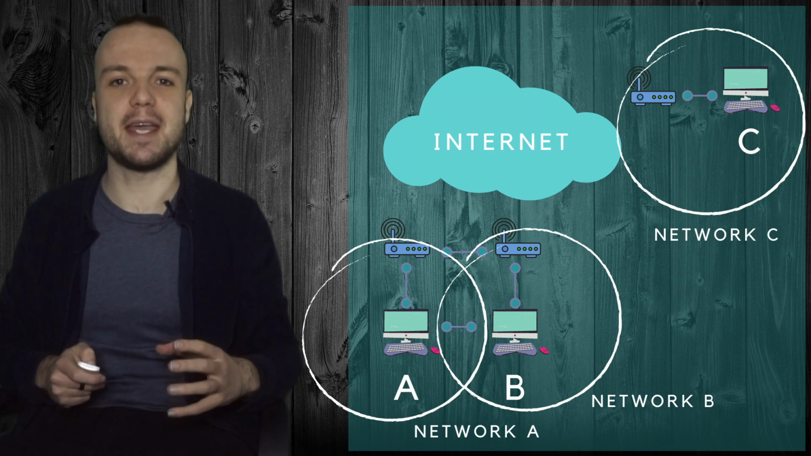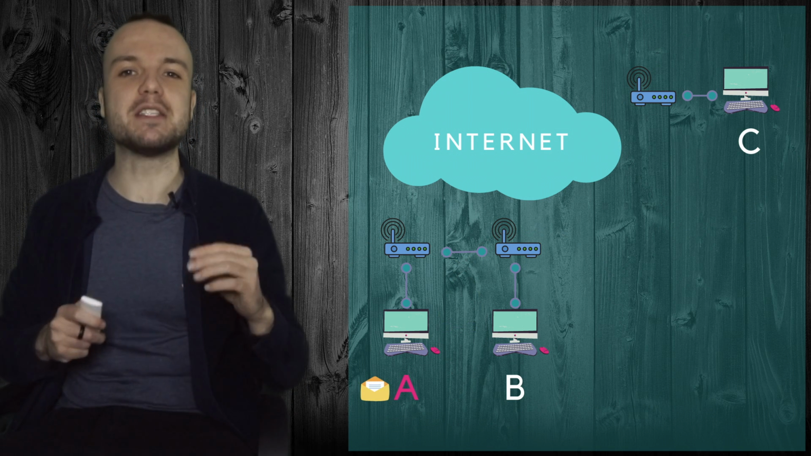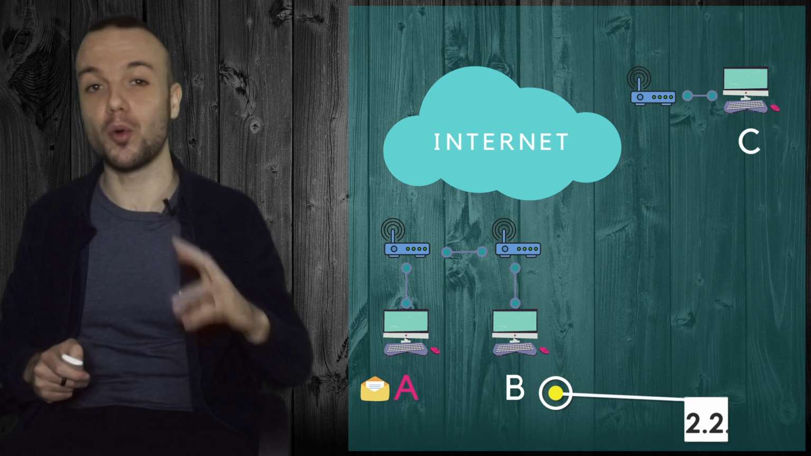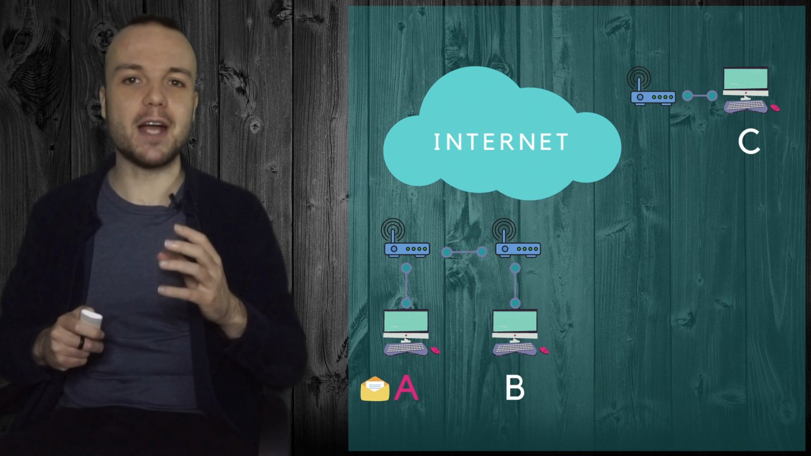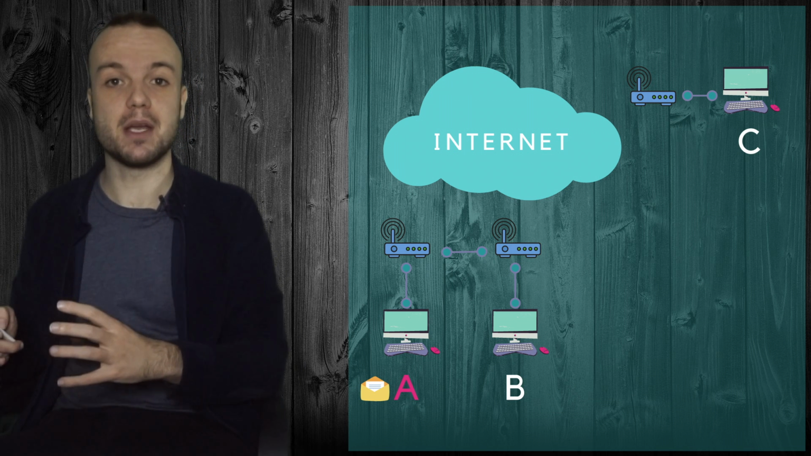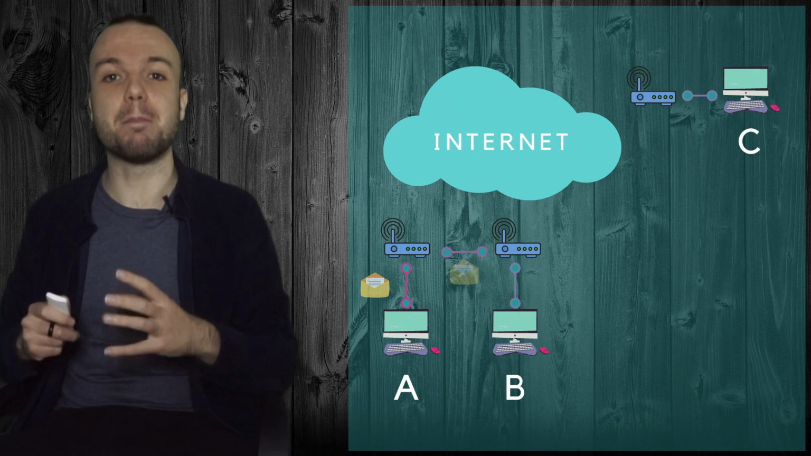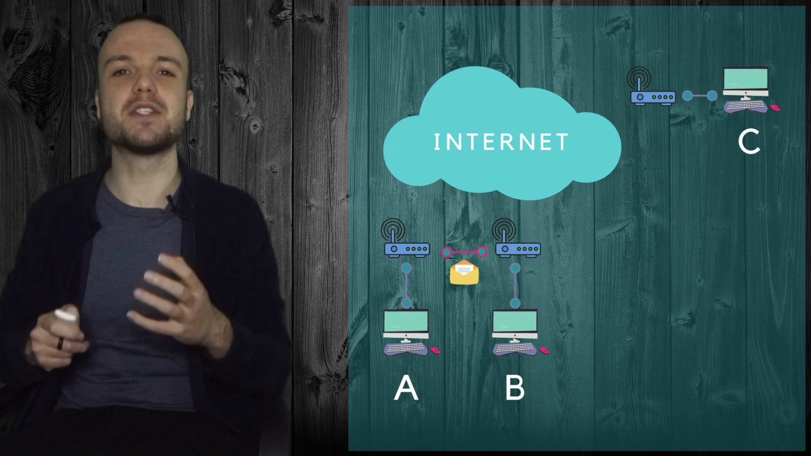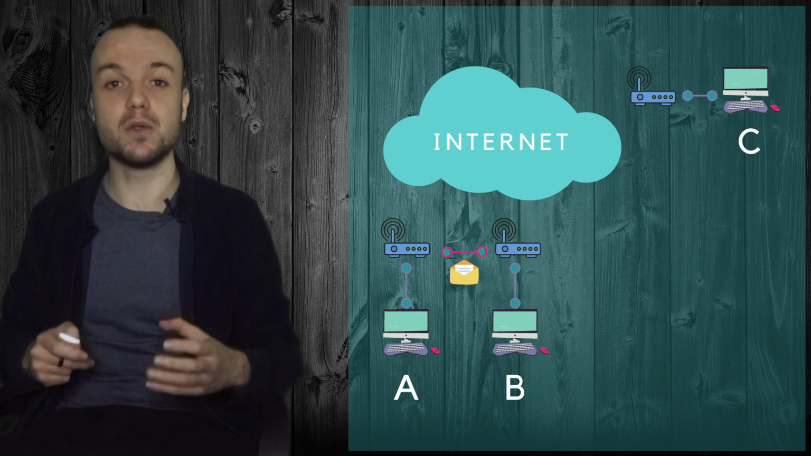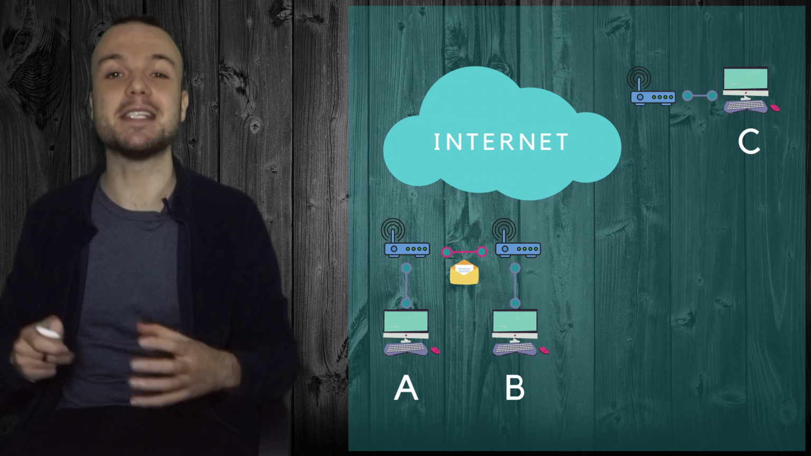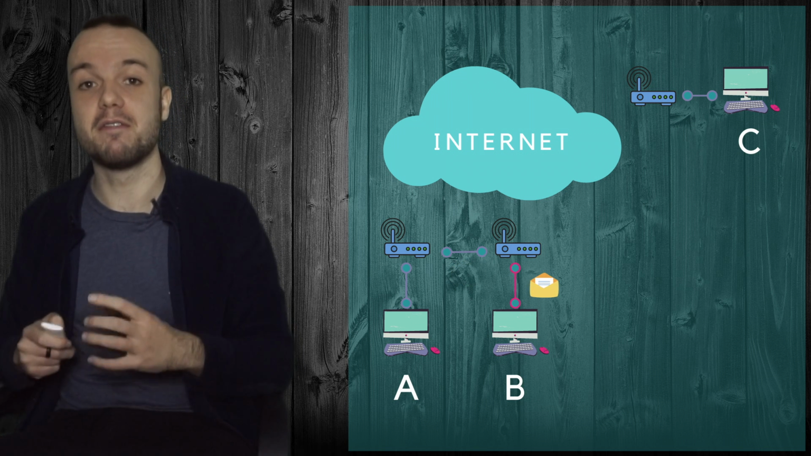Now let's assume the case that device A is sending a message to device B. The message will be targeted to 2.2.2.2, which is the IP address of device B. Since router A is directly connected to router B, once the message gets there, the router will know that the right path is to send the message to router B. This happens because the two networks are connected to each other, and A knows that 2.2.2.2 is an IP address inside B's network. Once the message gets to router B, it will be delivered to device B.